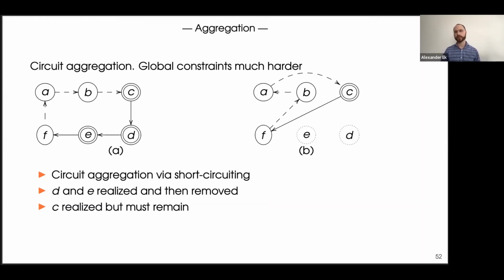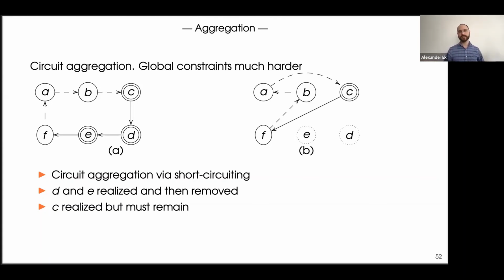It's done via the short circuiting method. So you can see here on one side we have the A graph, and on the other side we have the B graph. Now, let's suppose that C, D, and E, with the double rings around them, are realized. We can remove D and E, right? Because they are in the middle of this realized thing, and we can remove them, assuming that all the other constraints and aggregation rules are fine with it, but let's assume that.